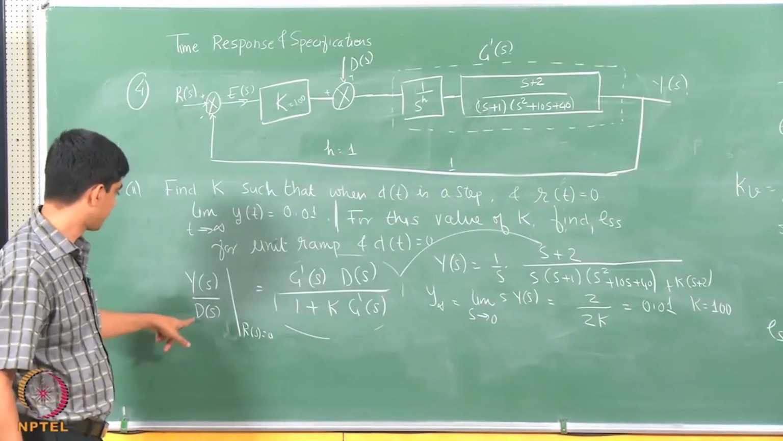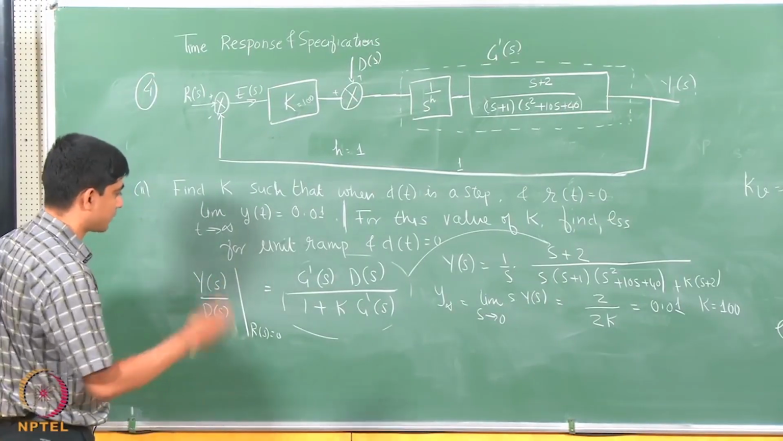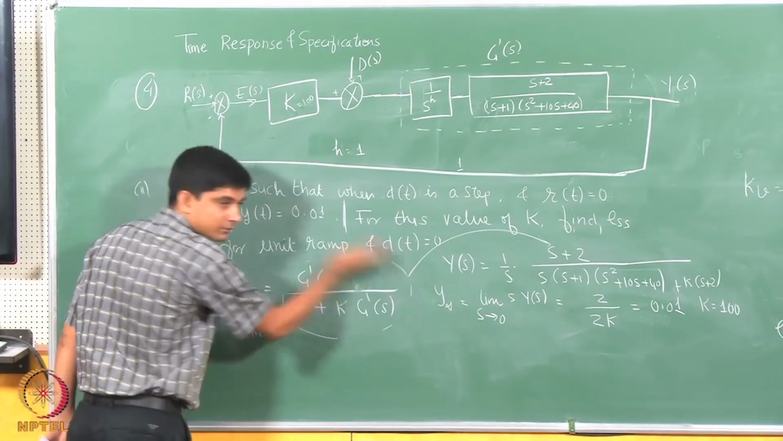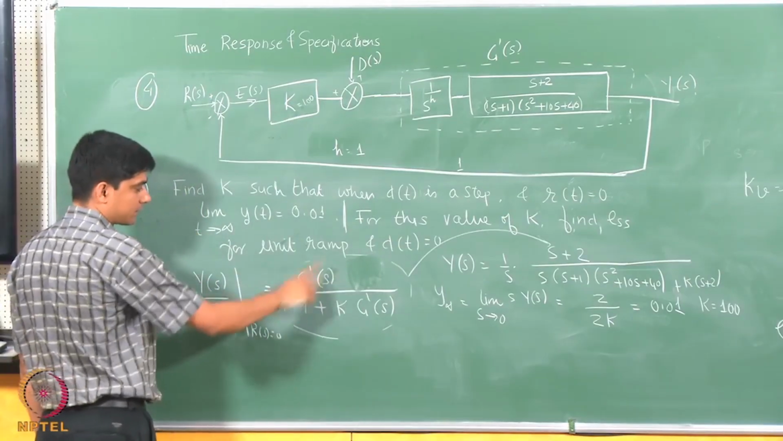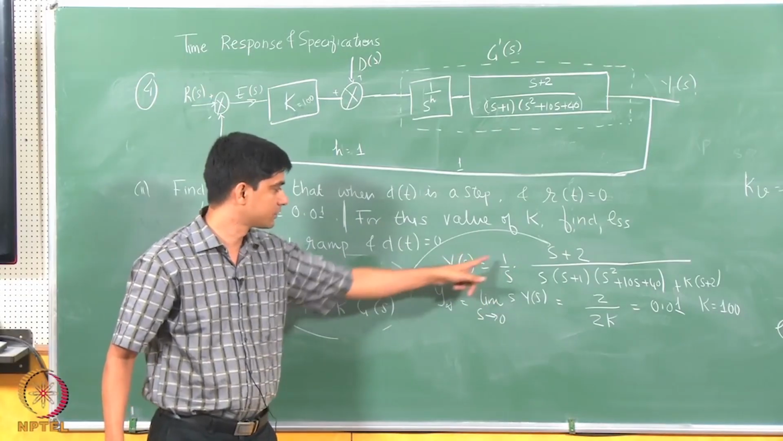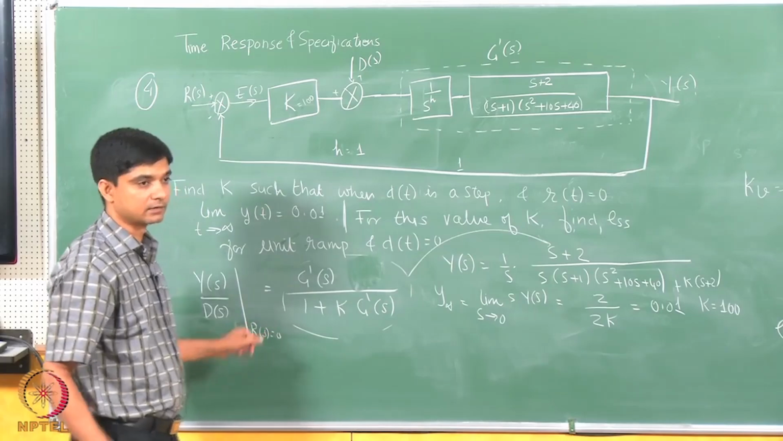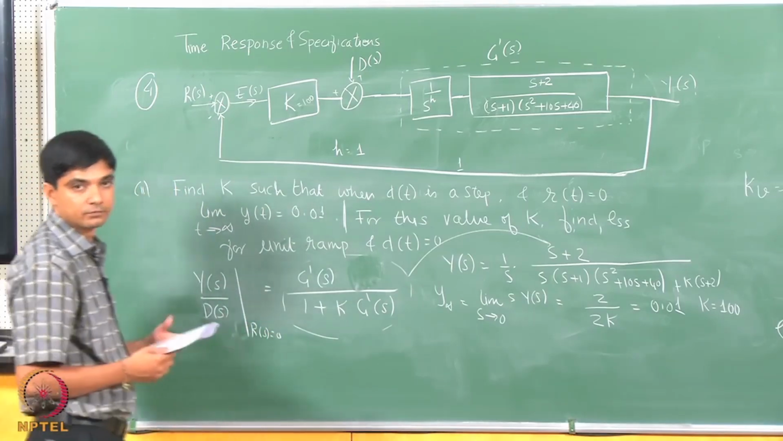Oh, sorry. d(s) will go away. So, I will just do this one. This is y(s) over d(s), so there will be no d here, and that d will be taken care of here. And all this we assume here that r is 0. Okay. Thank you.